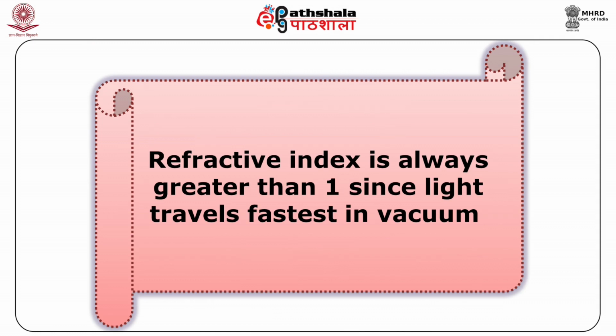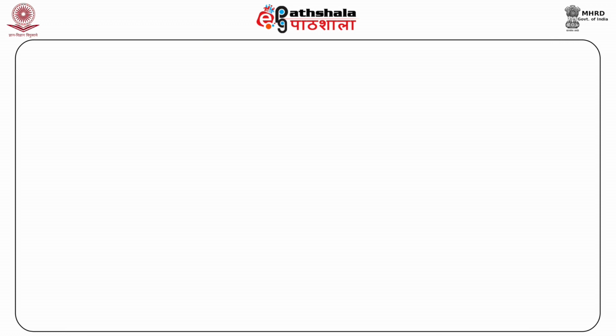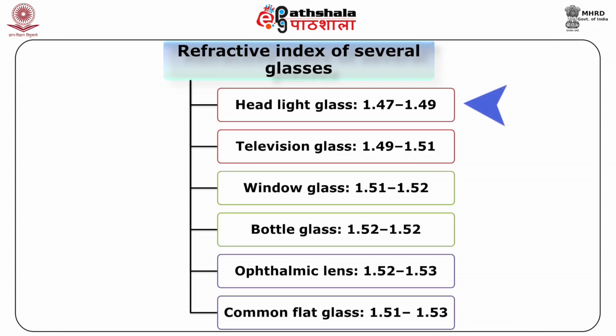Refractive index is always greater than 1, since light travels fastest in vacuum. For glass, the range is between 1.4 to 1.7. Refractive index measurement is affected by the type of glass according to its color, manufacturer, and thickness. The refractive index of several glasses is given below.